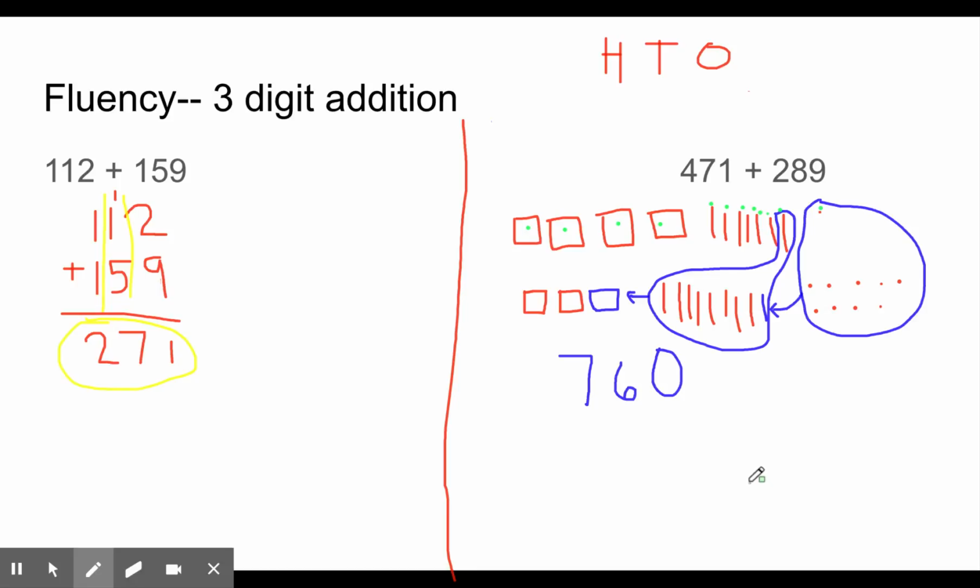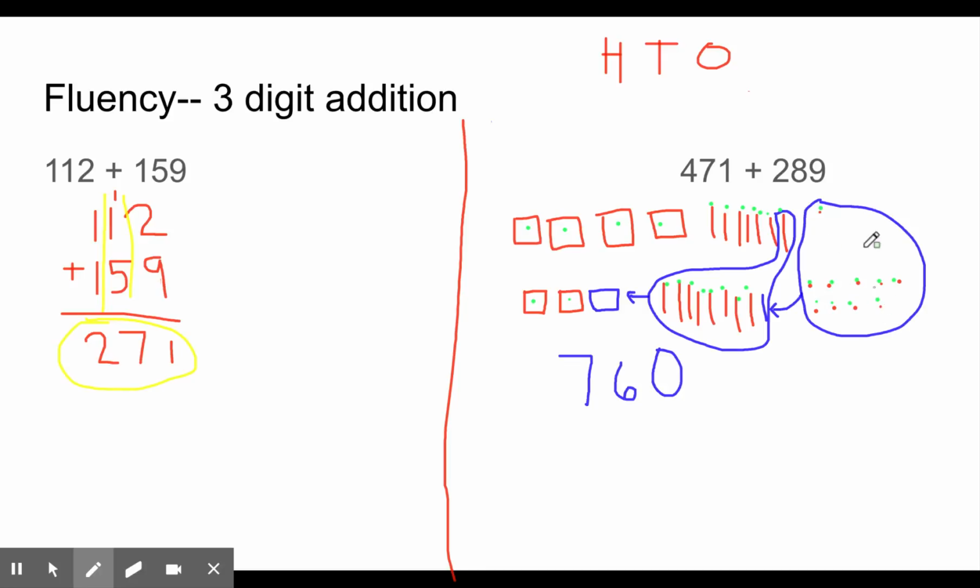Then I did 289. 1, 2 hundreds. 1, 2, 3, 4, 5, 6, 7, 8 tens, and 1, 2, 3, 4, 5, 6, 7, 8, 9 ones. I didn't count any of the blue because that's my addition.